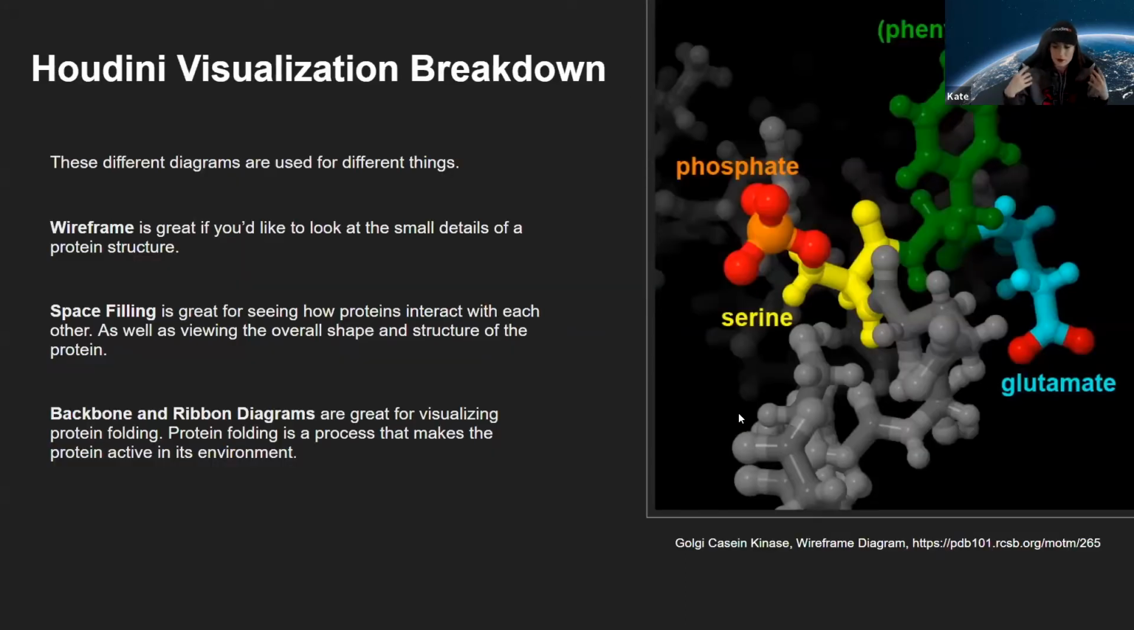These different diagrams are also used for different things. So wireframe is great if you'd like to look at the small details of a protein structure. Space filling is great for seeing how proteins interact with each other, as well as viewing the overall shape and structure of the protein. Scientists often like to use these diagrams because they are the most useful for showing how much space is in between atoms, as well as parts that might connect with other proteins. Backbone and ribbon are also great for visualizing protein folding. Protein folding is a process that makes the protein active in its current environment.